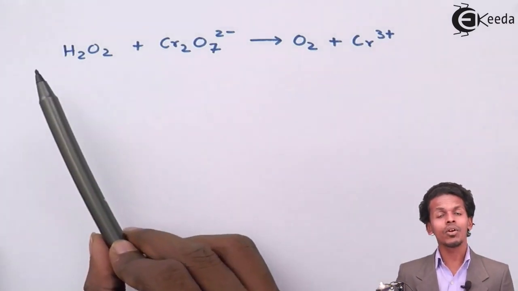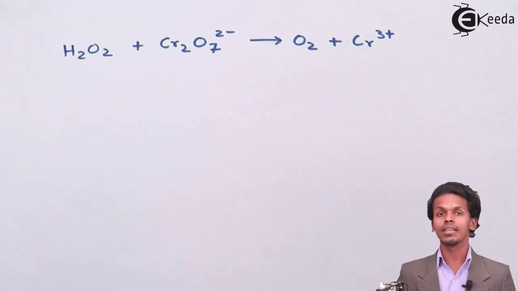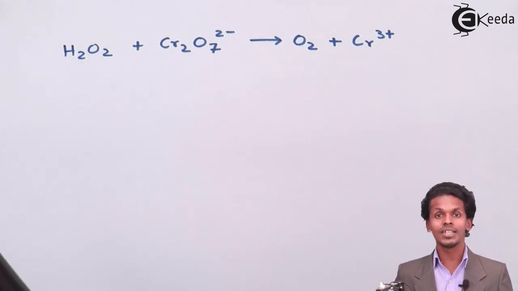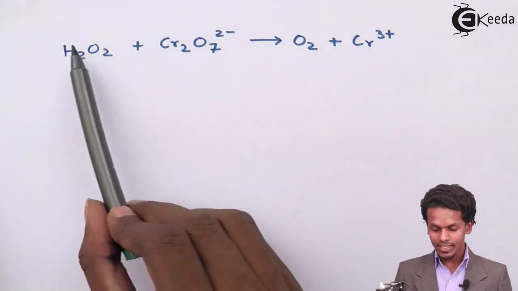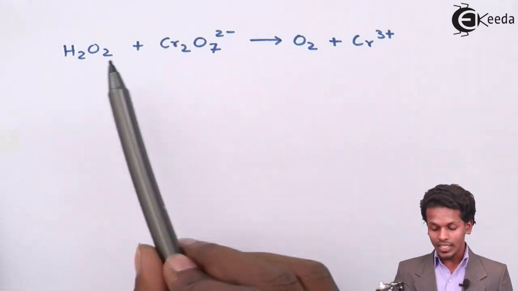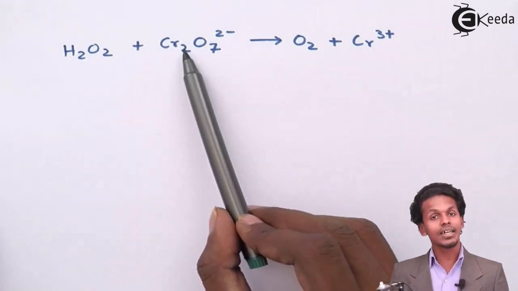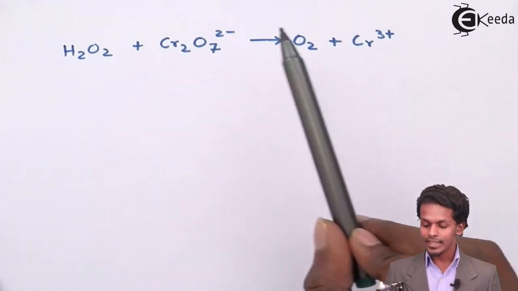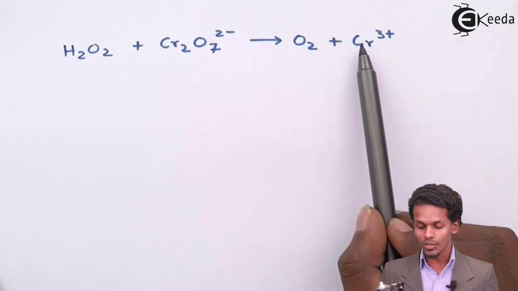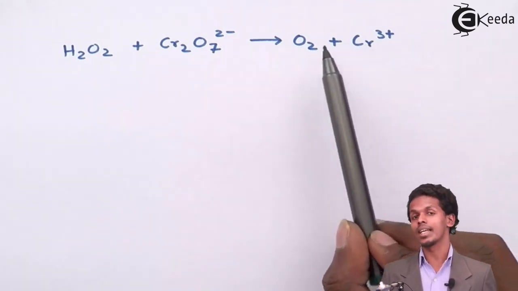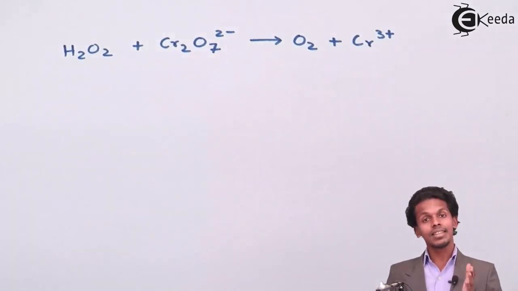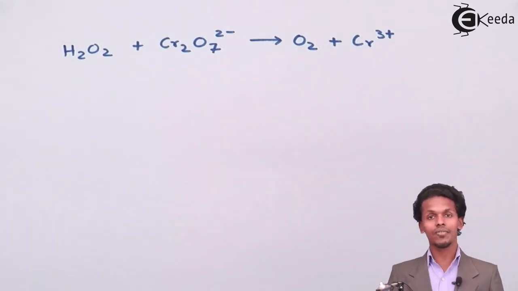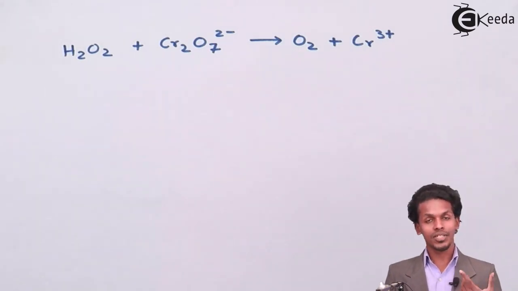So now in this case, we are not going to observe hydrogen and oxygen. We are going to observe the non-hydrogen and non-oxygen atom, that is, in this case, chromium. As we can see, the number of chromium atoms on the reactant side is 2, while on the product side it is only 1. So we have to balance this first, because in the next step we are going to balance the oxygen as well as hydrogen.